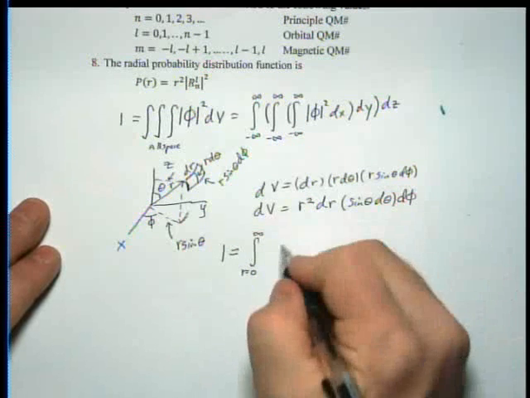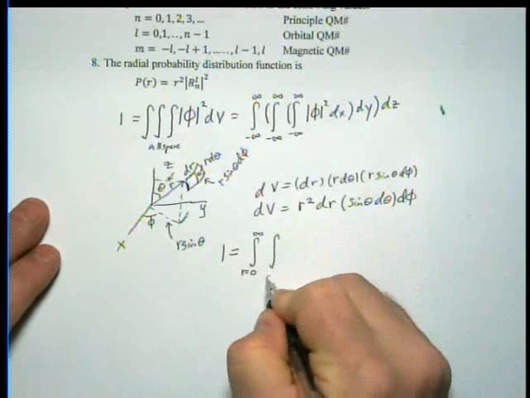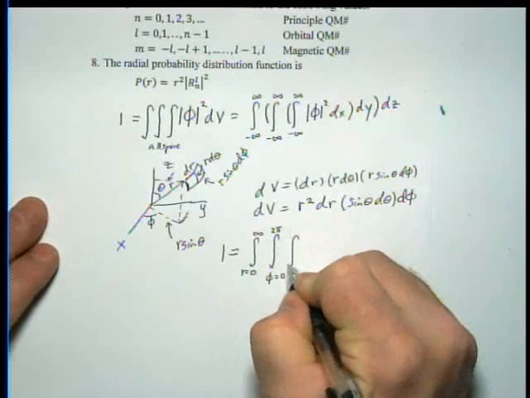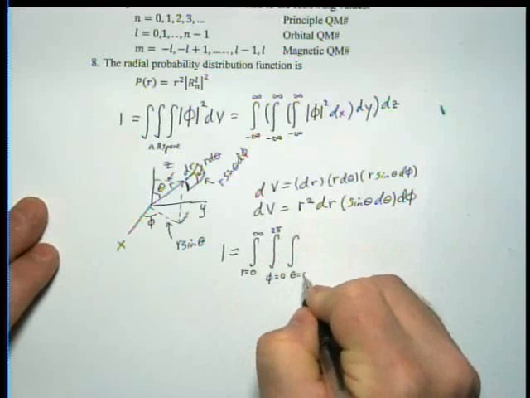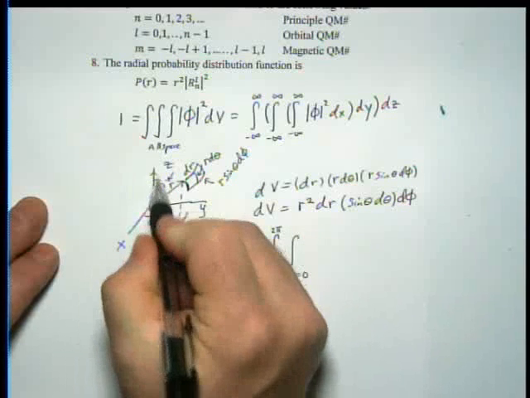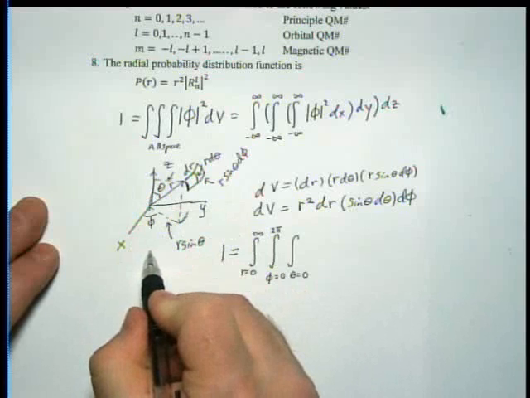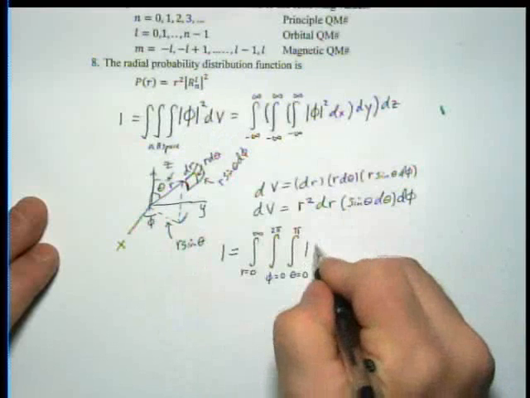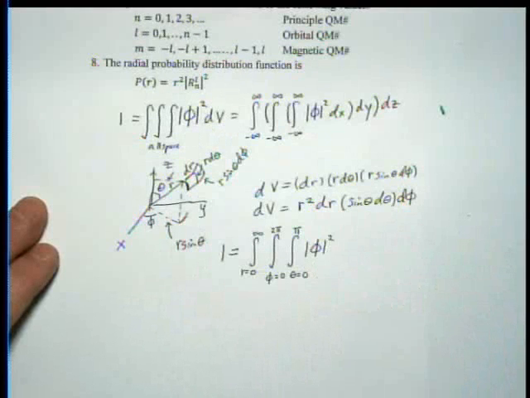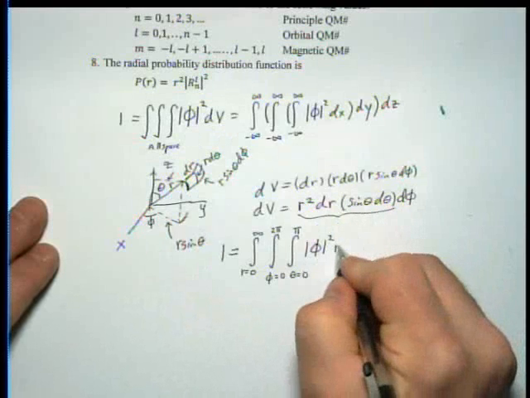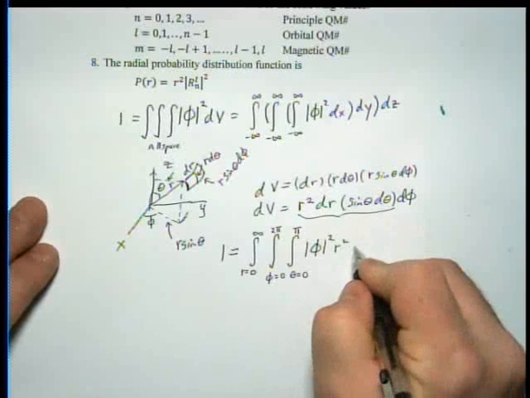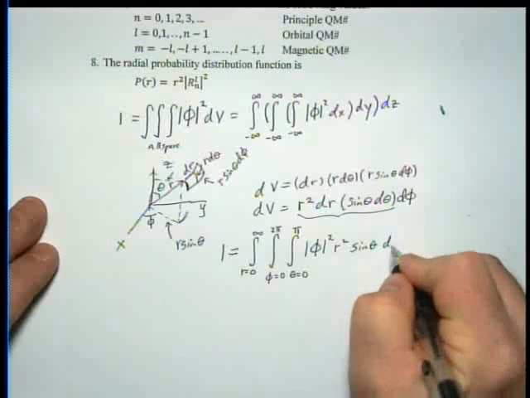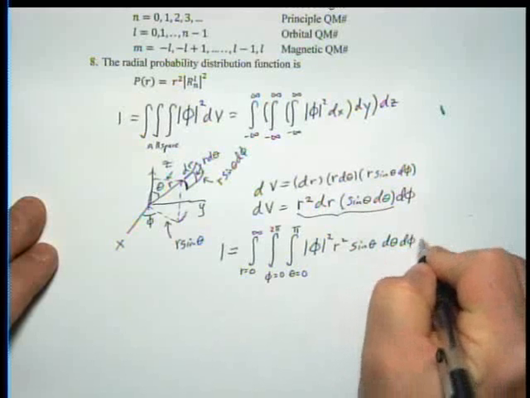And I'm going to integrate phi. This is going to go from 0 to 2 pi. I'm going to integrate theta. It's going to go from 0, that's when it points straight up, to when it points all the way down. That's pi. Still have my phi squared here. But now I've got to put this thing in. So I've got an r squared, then I've got a sine theta, then I've got a d theta, d phi, dr.